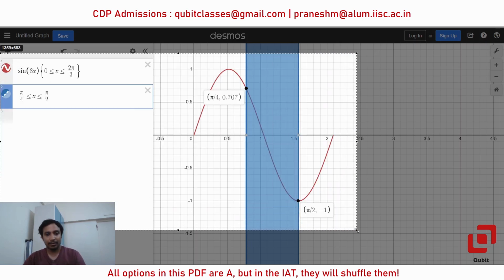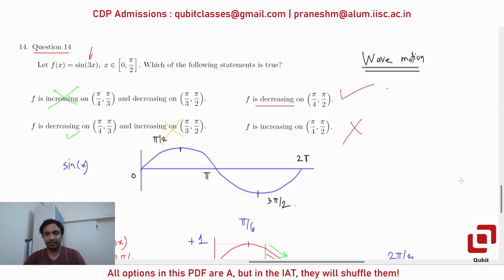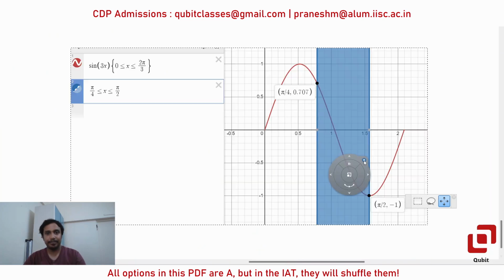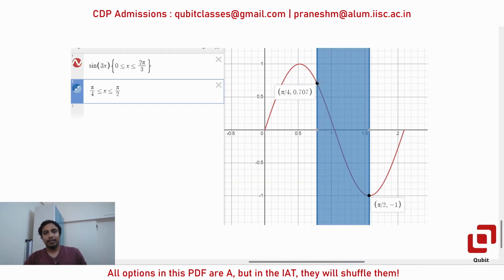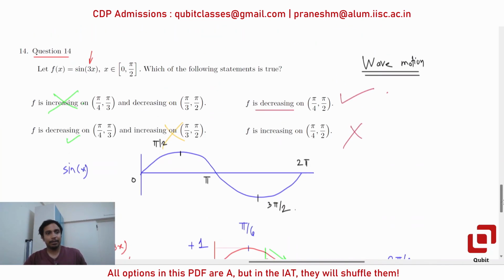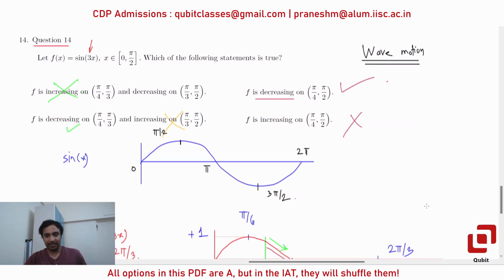Okay, let me paste the graph of this function here for our reference. Pi by 4 to pi by 2. Yes, let's now go to the last question.